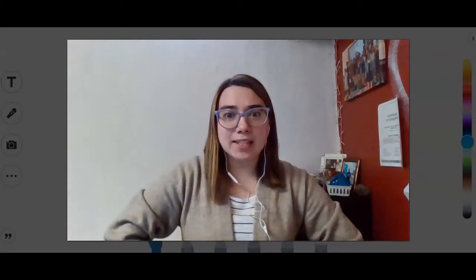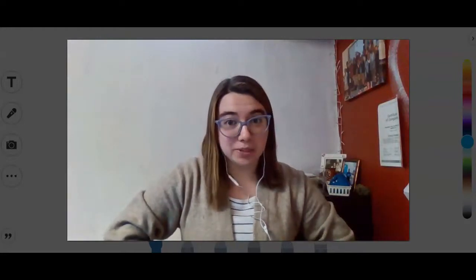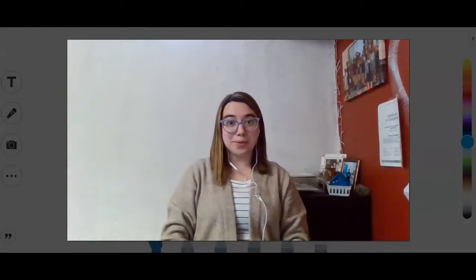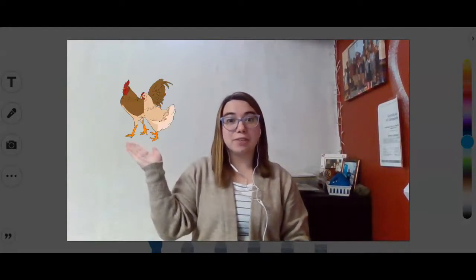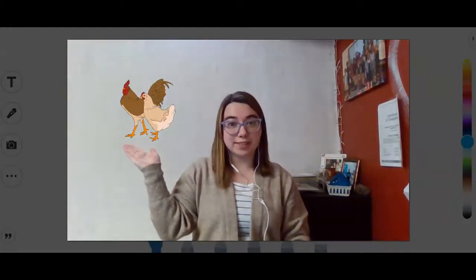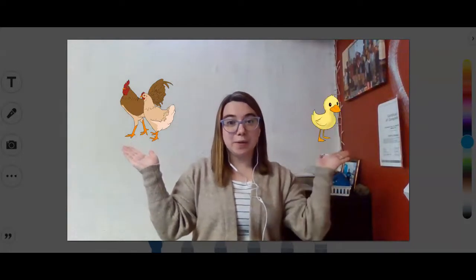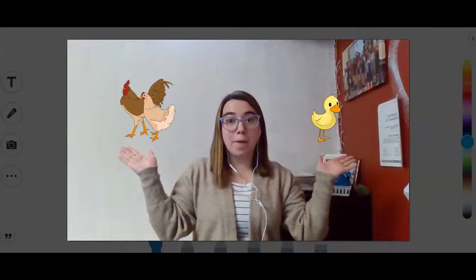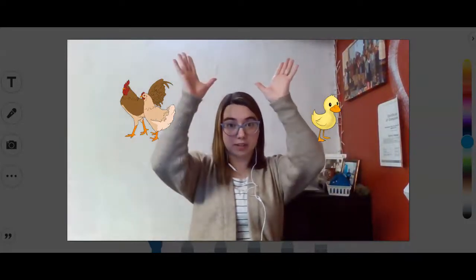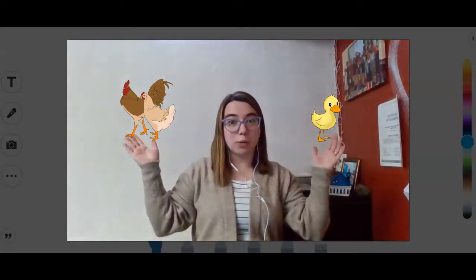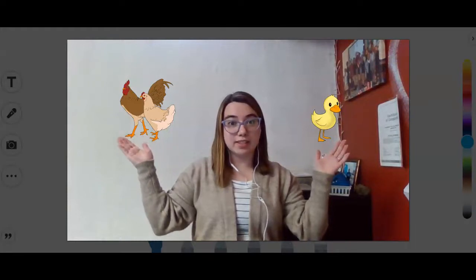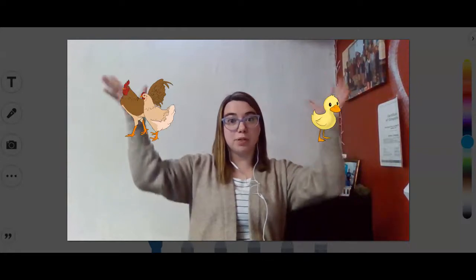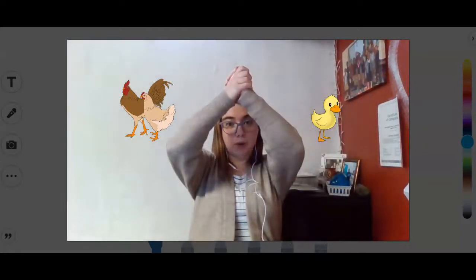Now, let's look at 2 parts and how they go together to make a whole. So, here we have 2 chickens. And here we have 1 duck. I want to know how many birds we have all together. So I have a part with chickens, and I have a part with ducks. These are 2 parts, and we need to put them together to make a whole.